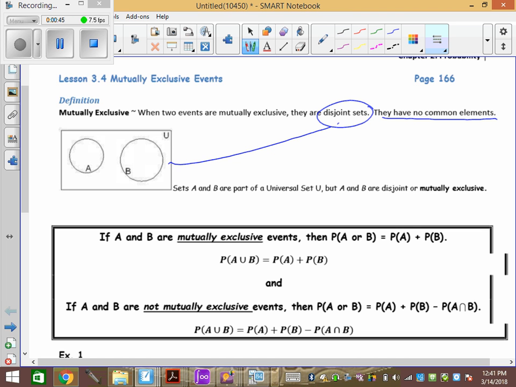So this here would be sets A and B are part of the universal set. A and B are disjoint, or they're mutually exclusive. So if you can say that there's no overlap, they're mutually exclusive. If there's overlap, they're not mutually exclusive, okay? On your formula sheet over here, you have the probability ones. These are the 4 probability formulas we're given, okay? Or means mutually exclusive or not mutually exclusive, okay? That's what the or symbol means.